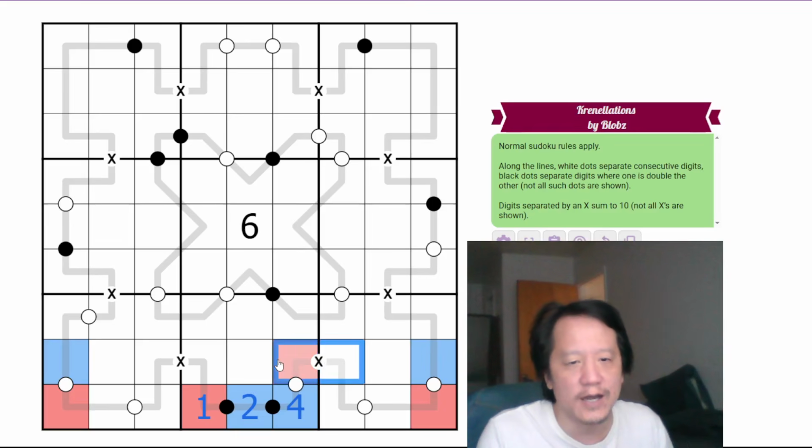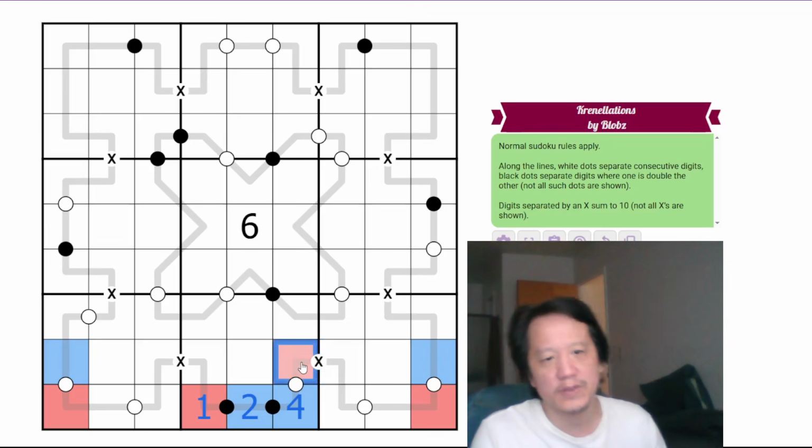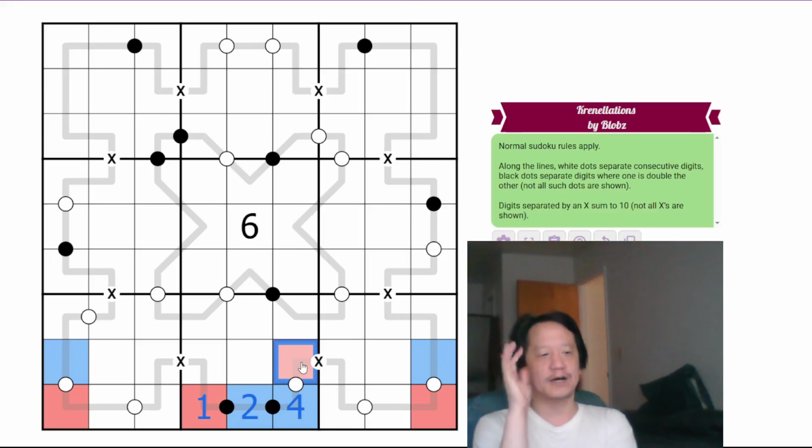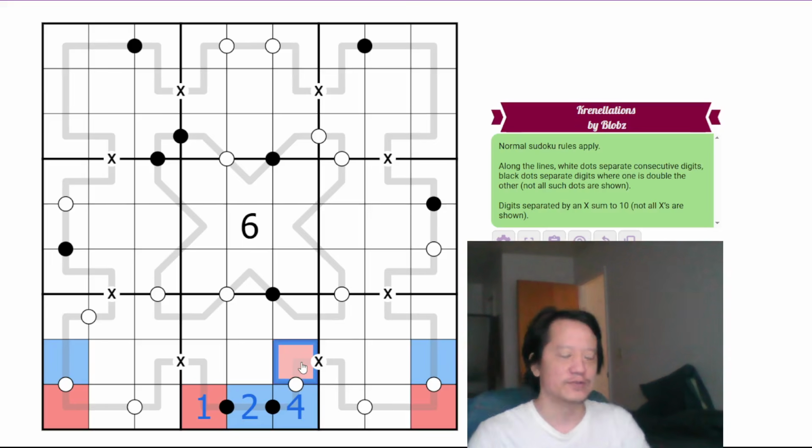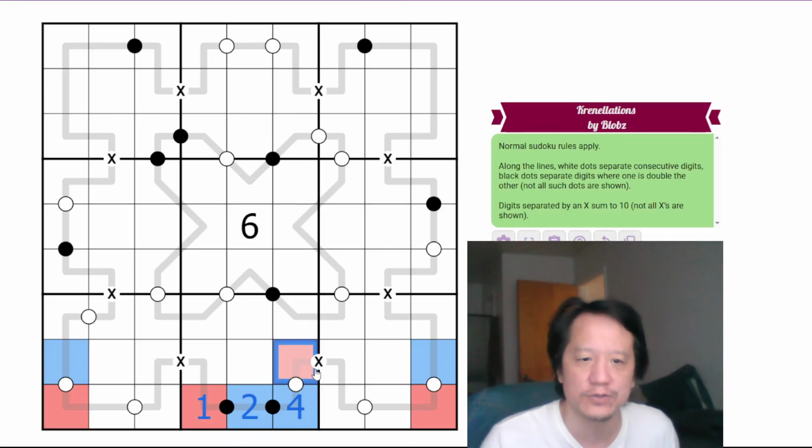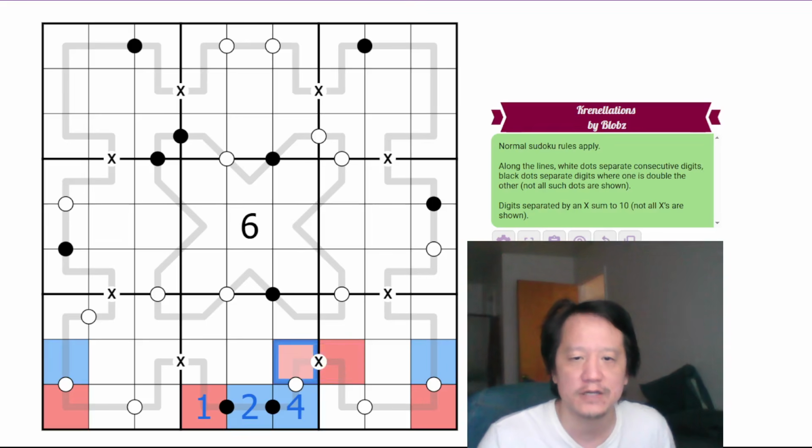And this digit adds up to 10 with another digit. Well, 5 only adds up to 10 with itself, so that's not possible in normal Sudoku. So this must be odd and odd adding up to 10. So this is 3 and 7. So we have 3 here. This is 7 there.